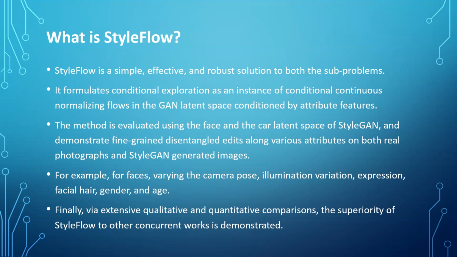So for faces, it varied the camera pose, illumination, expression, facial hair, gender, and age. And it even did this for cars, like the color of the car and the pose, from which angle it is viewed, up, down, left, right, front, back, just from one image. It can even change a particular car into another type of car, like from SUV to sedan or hatchback, stuff like that.